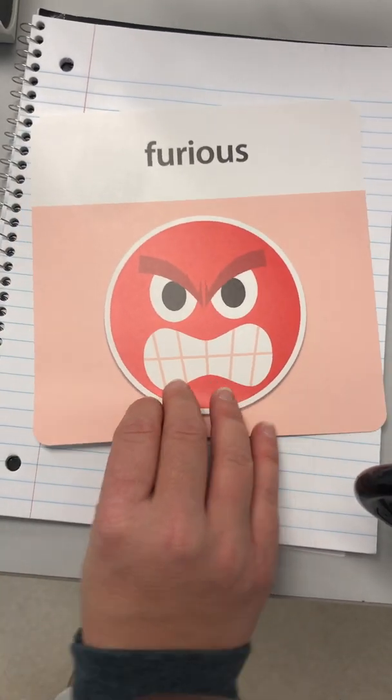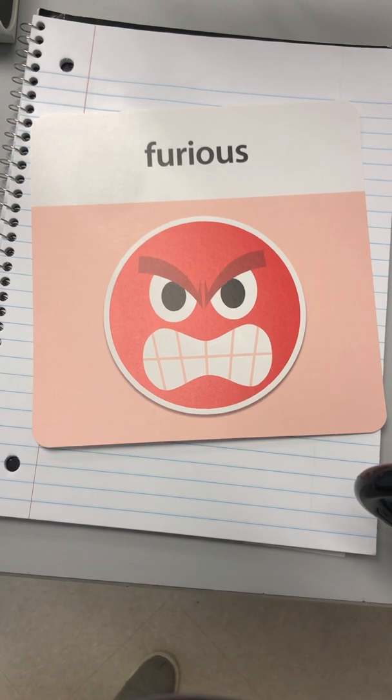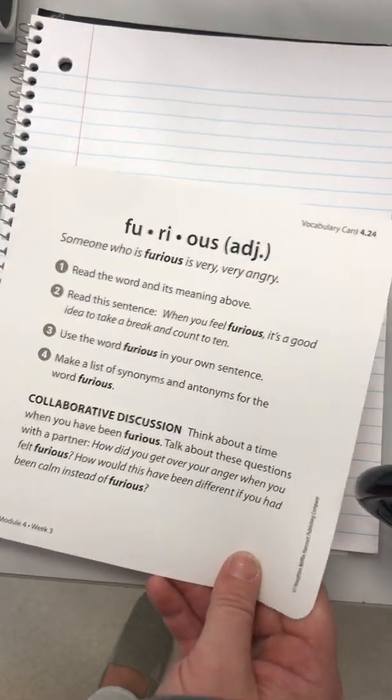Next word, furious. Furious. Gabriel? Like they're angry, mad. Angry, mad, furious. When you feel furious, it's a good idea to take a break and count to 10. It says someone who is furious is very, very angry. Very, very angry. Not just angry, very, very angry.